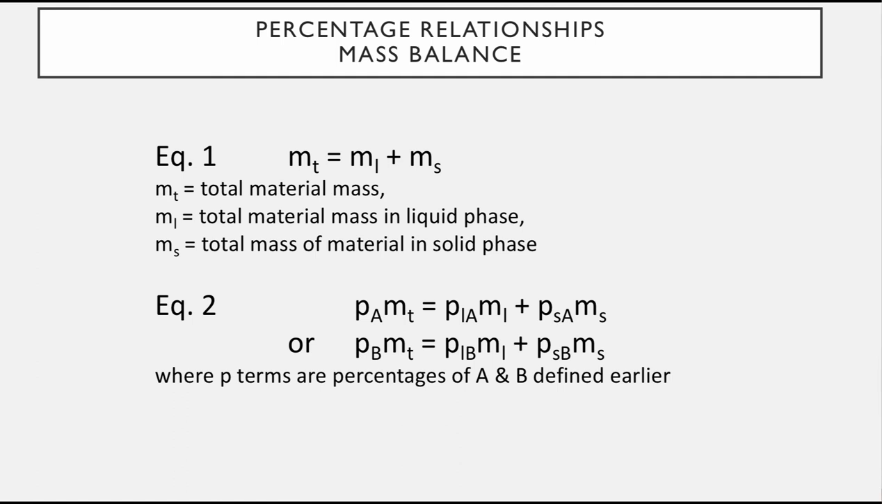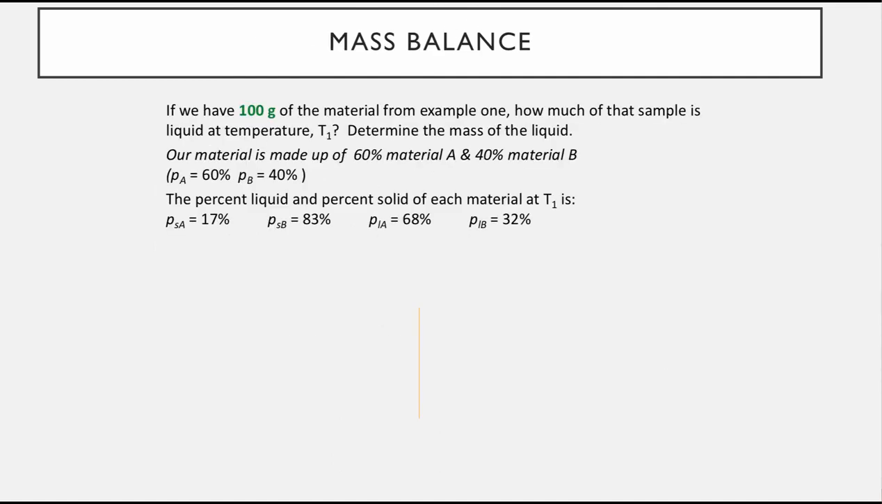So you'll use equation 1 and then either equation 2 for material A or equation 2 for material B, because we'll have 2 unknowns, the mass of the liquid and the mass of the solid, and we need 2 equations for 2 unknowns. Let's see what that looks like. Feel free to be writing it out on your own. So again, here's our example problem and the equations that we want to use, so we have it all together.